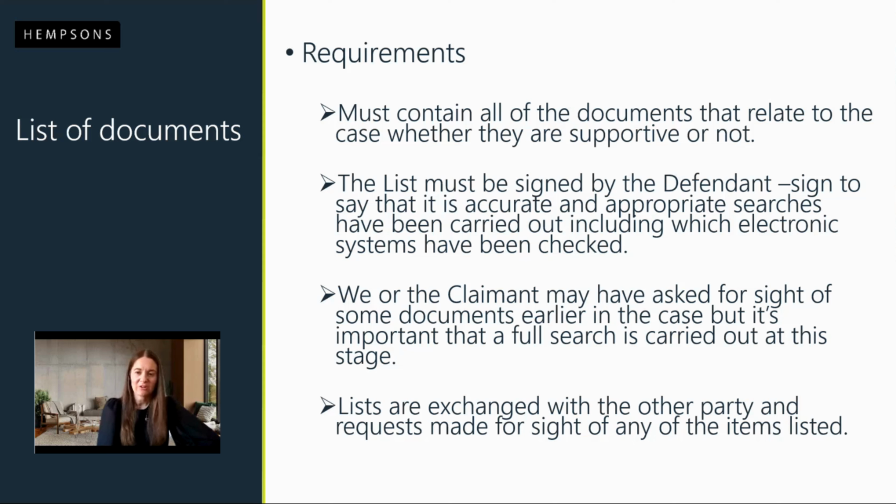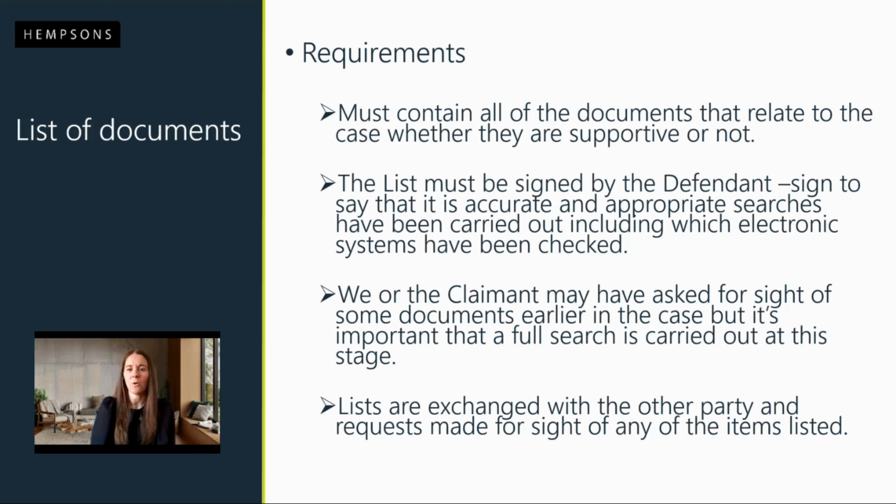That process of disclosure at that stage is often referred to as a list of documents, because in effect that is the court form, which is a standard form that we would complete on behalf of the defendant and which claimant solicitors will complete on behalf of the claimant. As I said, it's a standard form which we'll complete on the defendant's behalf and ask them to sign. The important things about the list of documents to mention really are that it must contain all of the documents held that relate to the case, whether they are supportive or not.